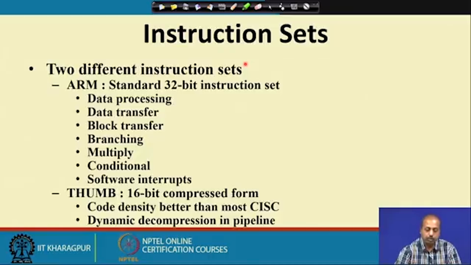So, the code density will be better, and there is a dynamic decompression in the pipeline form. ARM Thumb instructions are not executed directly. They are converted into ARM instructions and then executed. So, there is a decompression that takes place. That way Thumb instructions are going to be slower than the ARM instructions.